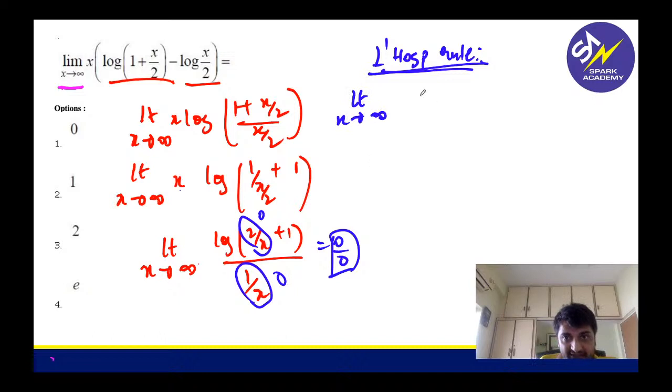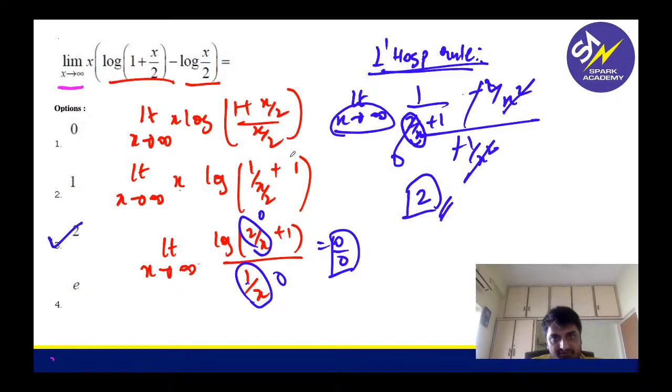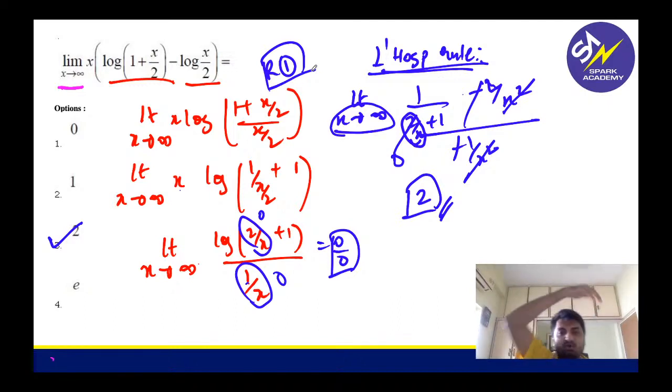Limit x tends to infinity. Derivative of log is what? 1 by 2x plus 1. Derivative of 2 by x is minus 2 by x square. Derivative of 1 by x is what? Minus 1 by x square. Minus minus cancelled. 1 by x square cancelled. Now substitute x tends to infinity. So this part will be 0. So we are getting 2 by 1. So the answer should be 2. Third option. Simple round 1 question of limits. Are you observing again? When we were discussing the JEE paper, we saw many x tends to infinity, x tends to 0, L'Hospital and the other rule.